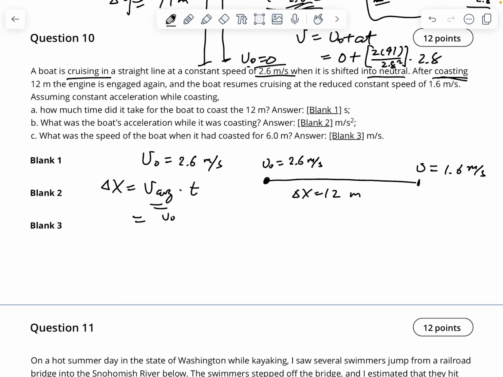Average velocity here equal to v naught plus v divided by 2, times time. So use this equation. Time equal to delta x divided by (v naught plus v divided by 2), right? So delta x is 12. Initial velocity is 2.6, plus 1.6, divided by 2. So this is your time. Second, this is B. What was the boat's acceleration while it was coasting?